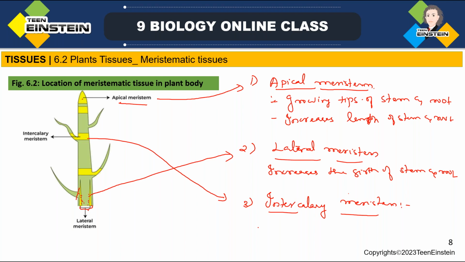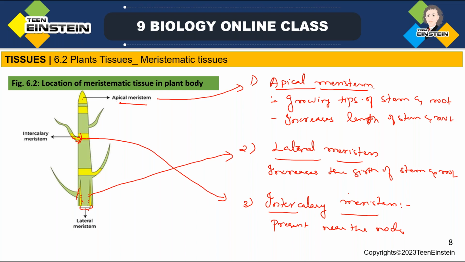Then the intercalary meristem. Next comes the intercalary meristem, which is present here. You can see nodes. See, here one new branch is there. So in that node, intercalary meristem is present, near the node. Intercalary meristem is seen in some plants and is located near the node.